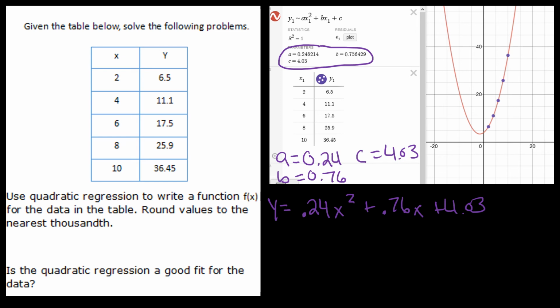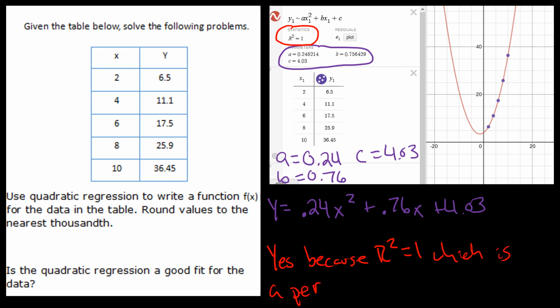Okay. Now, given this, the next question is asking us, is the quadratic regression a good fit for the data? We would say, okay, well, actually, before we can say anything, we need to identify our r squared value. And so we would say yes, because r squared is equal to 1, which is a perfect line of best fit.